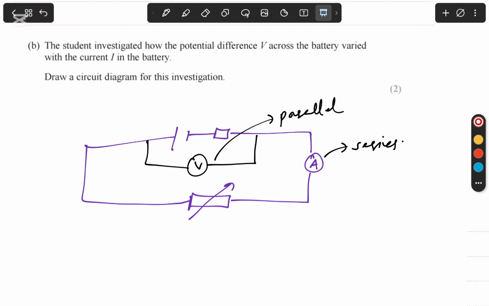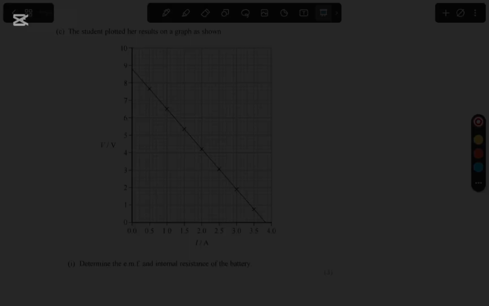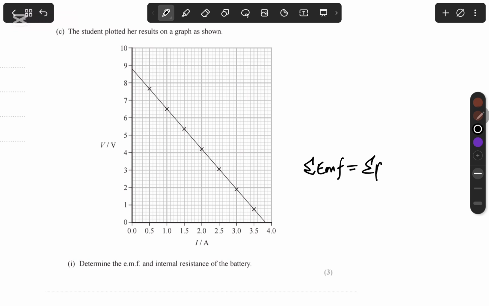And then what we can do is plot a graph, which we did in part C. C says the student plotted her results on the graph as shown. Determine the EMF and the internal resistance of the battery. So we're going to get an equation using Kirchhoff's voltage law: the sum of the EMF is equal to the sum of the potential difference. So the EMF of the battery is equal to Ir, the potential difference across the internal resistance, plus the potential difference across the resistor that we had in our circuit.